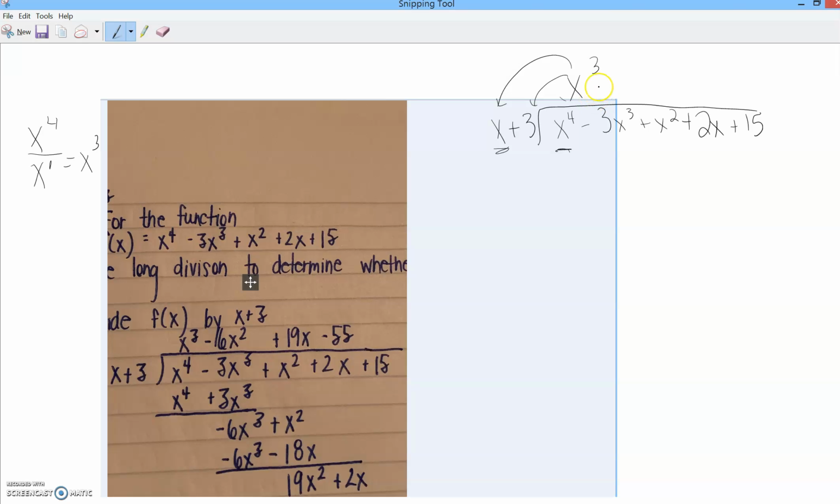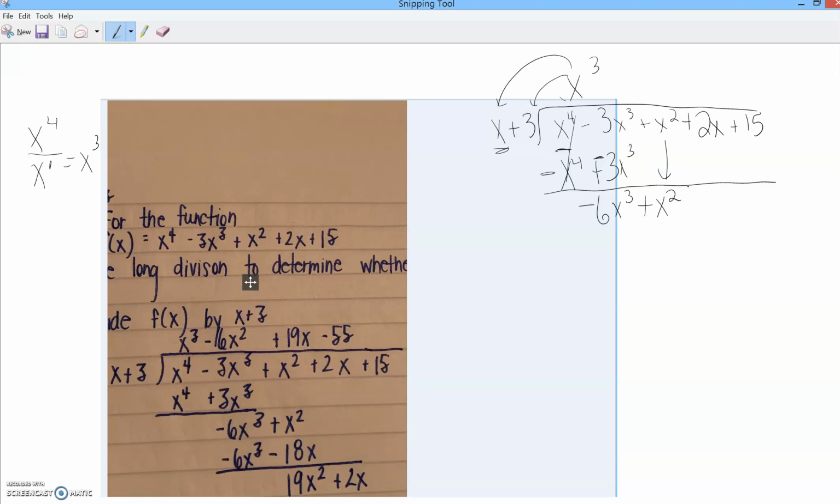And so x to the third times x gives us x to the fourth, and x to the third times 3 gives us a positive 3x to the third. And there's a rule: when we draw the line, we change the signs. And so what happens there then is it causes us to have to subtract, which is common in long division. These two cancel out, and we end up here with negative 6x to the third, and we bring down our next term of x squared.